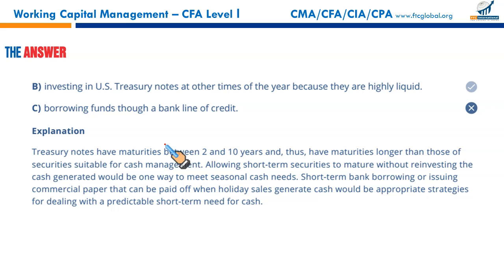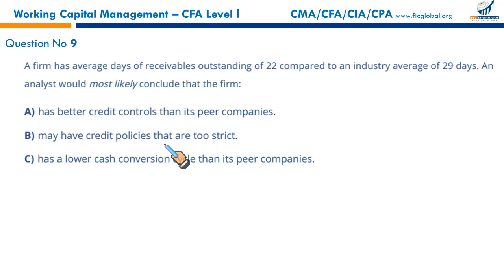T-bill will be fine, but T-notes have maturity up to 2 to 10 years. Next, a firm has average days of receivables outstanding of 22 compared to an industry average of 29. In your company, your customers pay on the 22nd day. That is the average payment period. Your customers pay you on average in 22 days, whereas the industry average is 29.